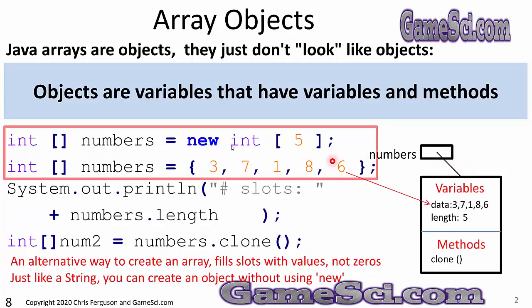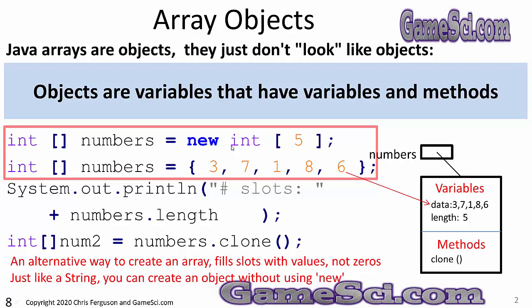The syntax above will allocate an empty array filled with zeros. This new syntax will allocate the same 5 slots, but this time fill it with certain values. It's an alternative way to create an array. Fills the slots with values, not zeros. Just like with a string, you can create an object without using the new operator. Quite often, new students get a little confused by strings and arrays because you don't need to use the new operator to create those objects.